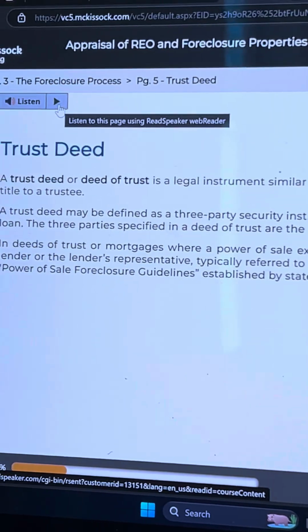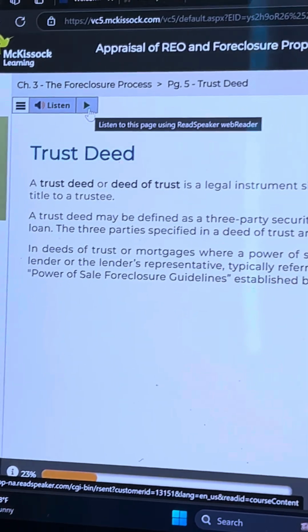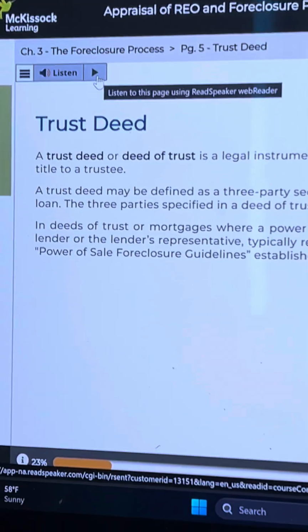Appraisal of REO and Foreclosure Properties, Chapter 3, the Foreclosure Process, page 5, Trust Deed.